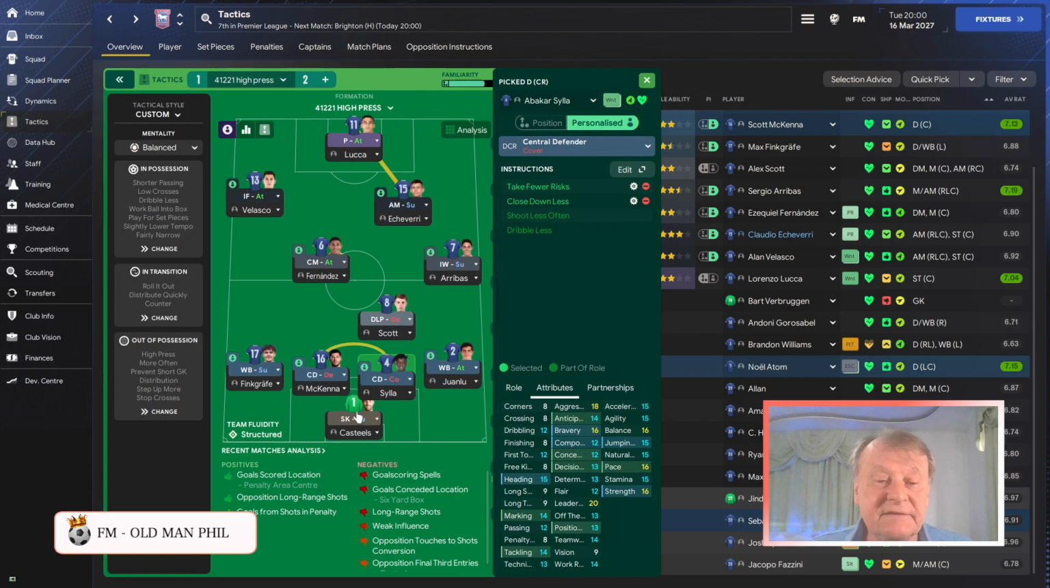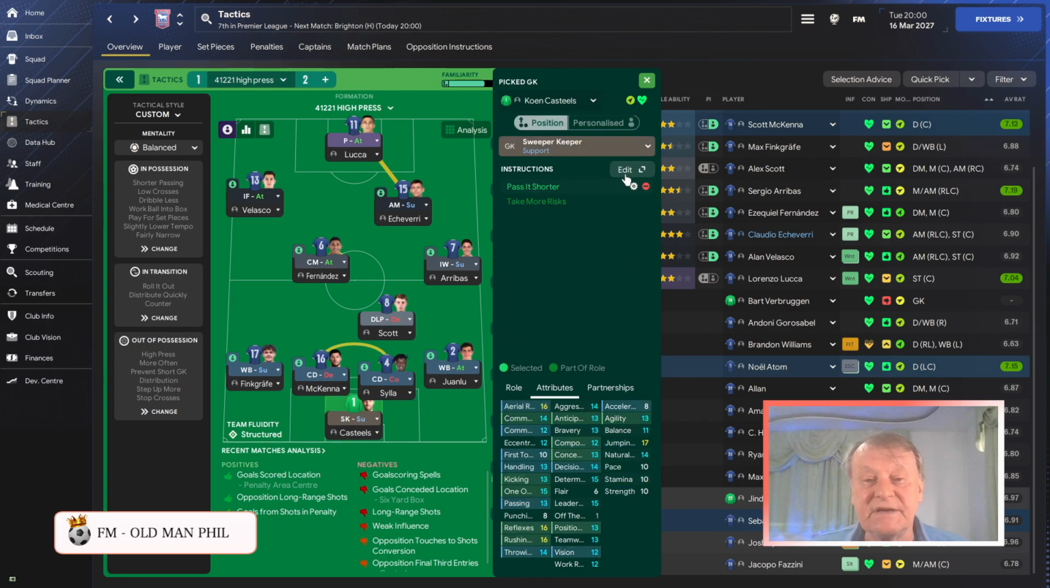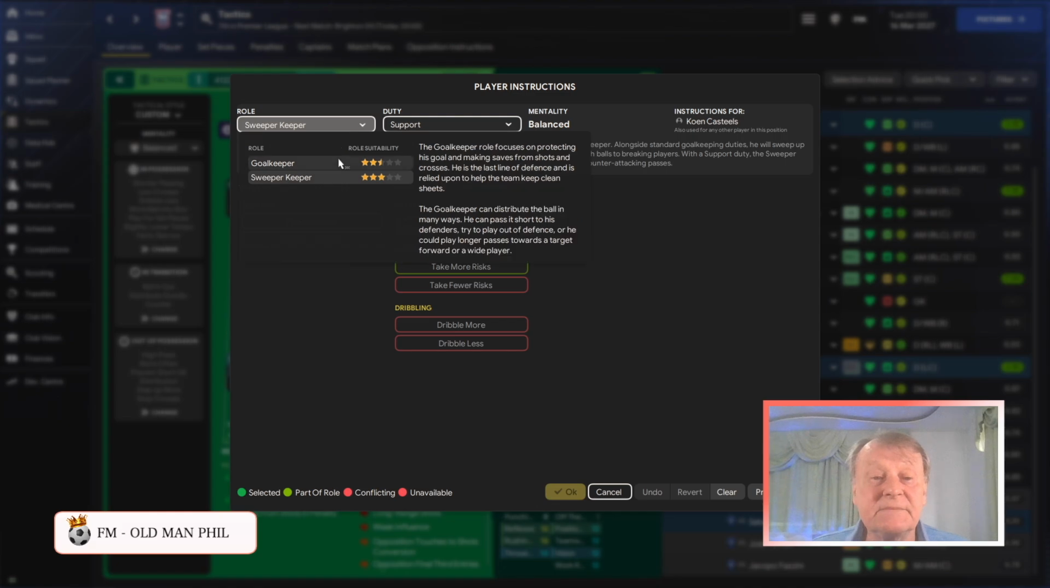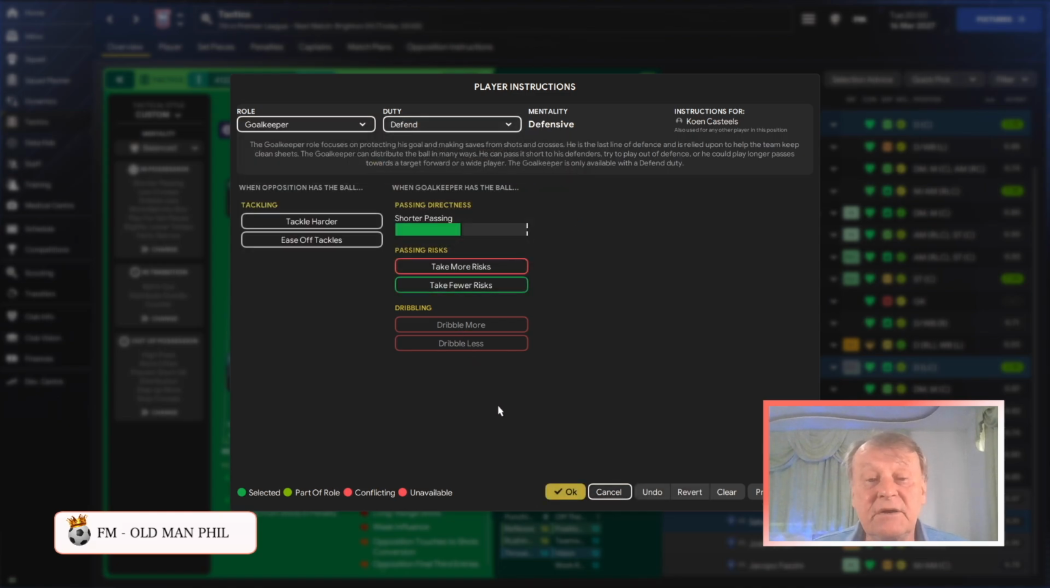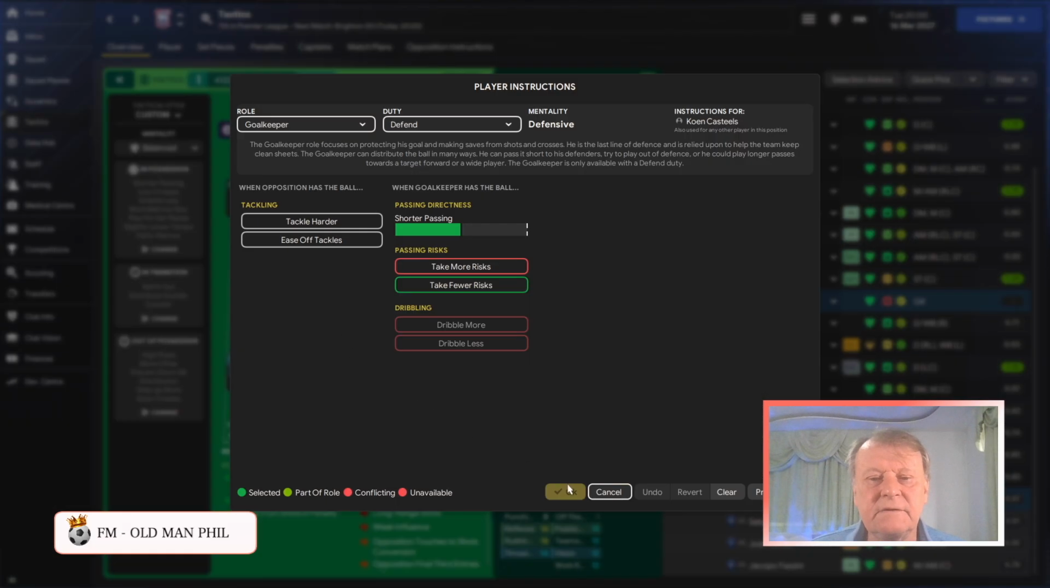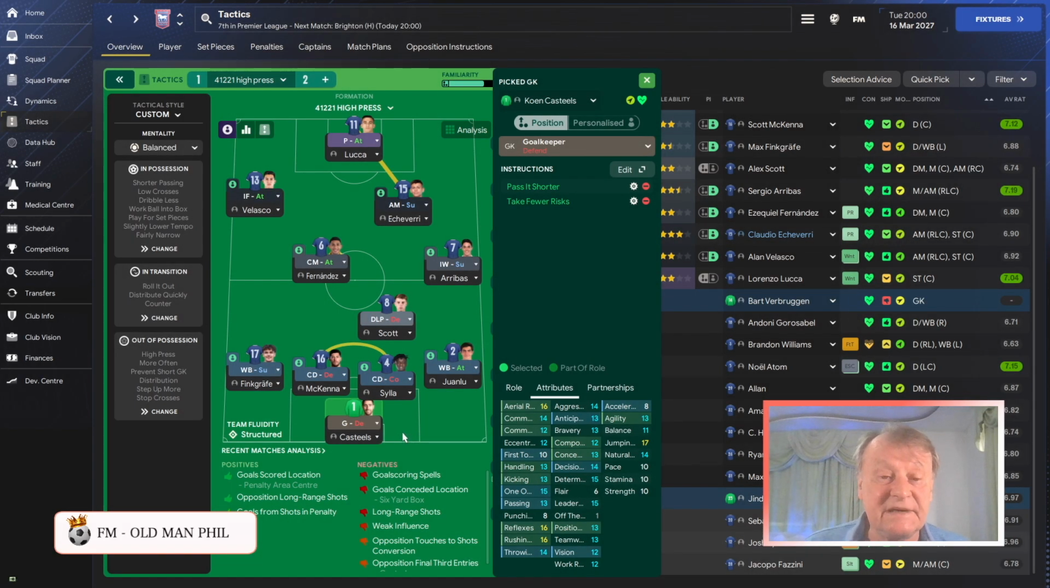In terms of my goalkeeper, I'm really not quite sure what to do with him. I think because his passing is pretty poor, he is on take more risks. I want to take that away from him. So I'm just going to make him a goalkeeper on defend, and now I can tell him to take fewer risks, do shorter passing, and don't do anything silly. And hopefully now his passing will improve.